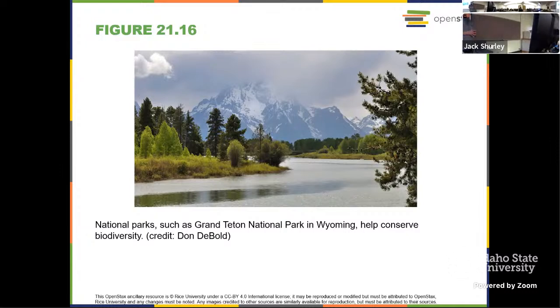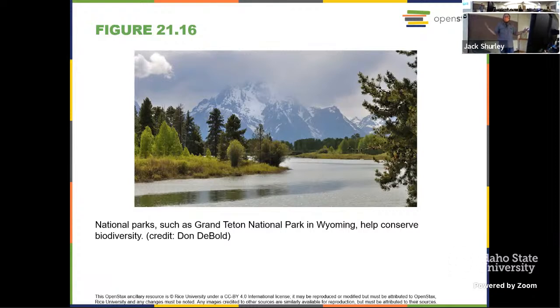This is a good one. This is almost right in our backyard. There are numerous national parks, and Grand Teton National Park in Wyoming is one that, like I said, right in our backyard, definitely holds promise when we think about conserving biodiversity. We talked a little bit, and I'll show you on an image in the next slide or two, about a few of these hot spots for biodiversity. I wouldn't say this is necessarily a hot spot, but there is a lot of biodiversity.